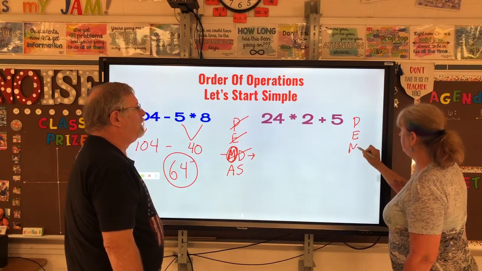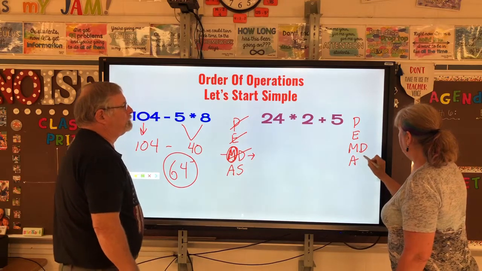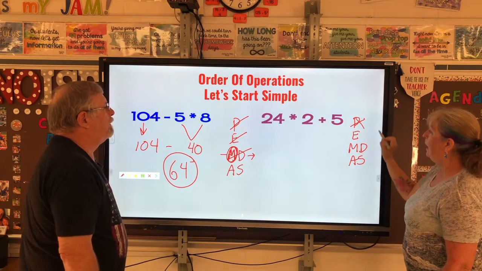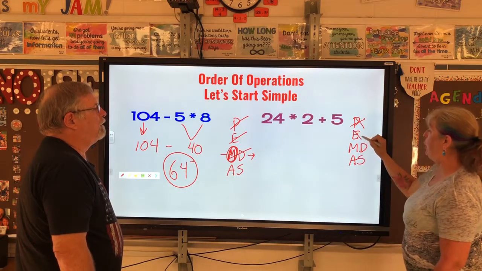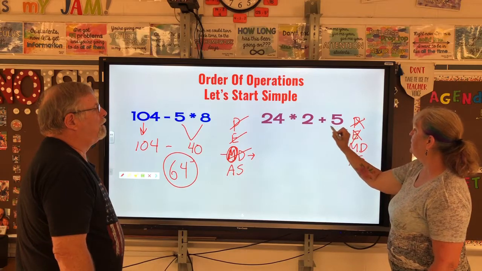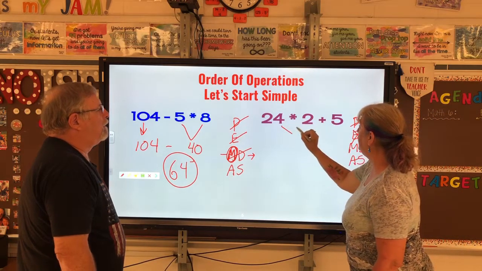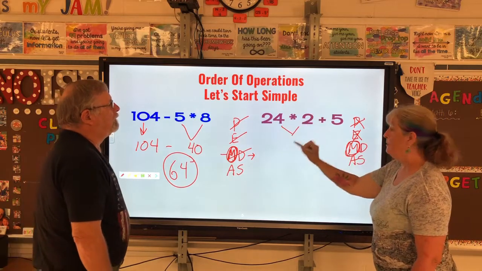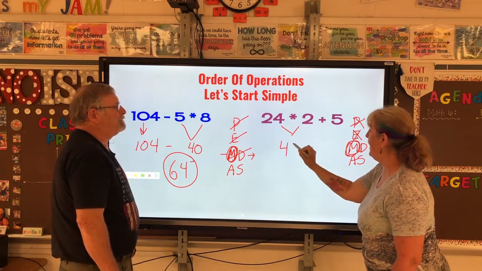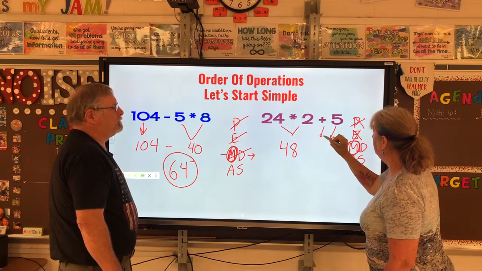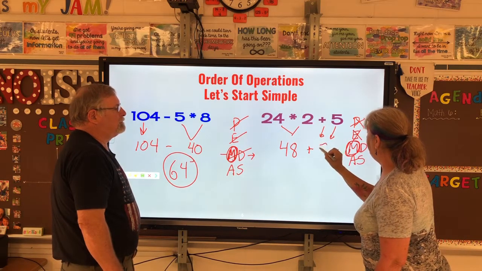So I'm going to do the same thing out here to the side. I'm looking for parentheses. Nope. I'm looking for exponents. Nope. I'm looking for multiplication or division, and I see multiplication right here. So I know I'm going to do this first. 24 times 2 is 48. 48. And then I bring this down. I just copy it, the plus sign and the 5.